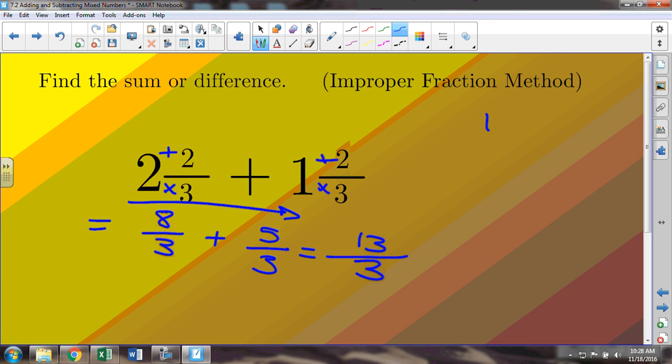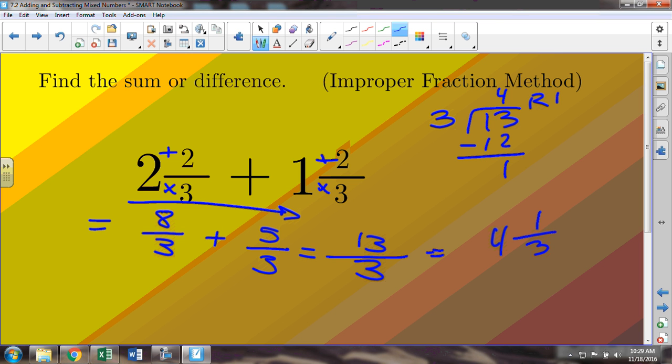And so this is another piece that we saw how to do in our earlier lesson. We saw that you would have to set up division. 13 divided by 3 would give you 4, and a remainder of 1. Therefore, this answer would be the whole number of 4, with a remainder of 1/3. This is the improper fraction method.